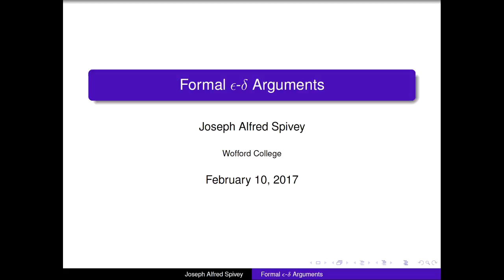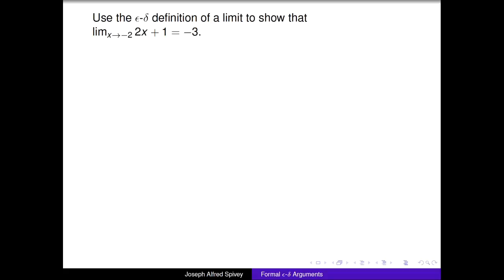All right, hello everyone. In this video, we're going to be looking at the formal epsilon-delta argument that we presented in class. So let's get started. In this question, we're asked to use the epsilon-delta definition of a limit to show that the limit as x approaches -2 of the function 2x plus 1 is equal to -3.